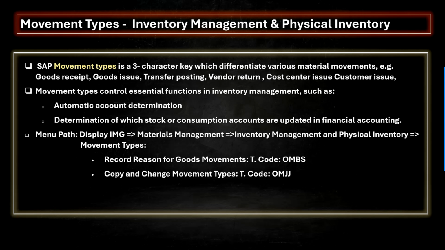Movement type controls important functions in inventory management, such as automatic account determination in the FI module. It also determines which stock or consumption accounts are updated in financial accounting. Here is the menu path to configure the movement types. I will also demonstrate the configuration for reasons for goods movements, and copy and change movement types. So let us start by looking at the configurations involved in movement types in SAP S/4HANA.